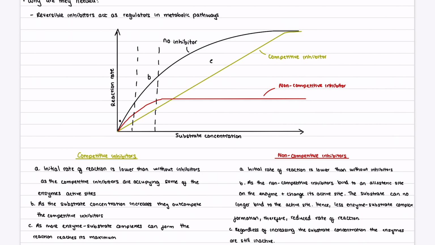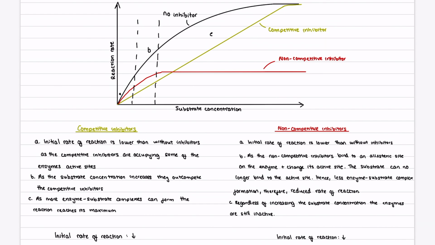So with competitive inhibitors, the initial rate of reaction is lower than without inhibitors, as the competitive inhibitors are occupying some of the enzyme's active sites. As the substrate concentration increases, they outcompete the competitive inhibitors. As more enzyme substrate complexes can form, the rate of reaction increases. Overall, the end amount of product that can form is the same as without inhibitors, but just takes longer.